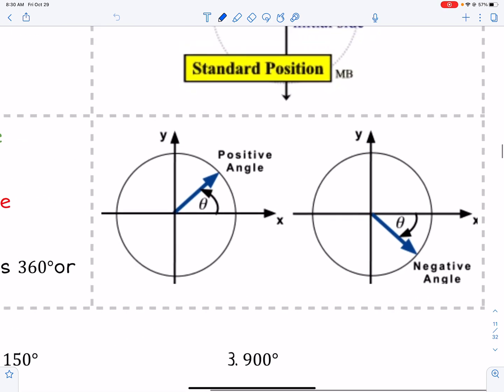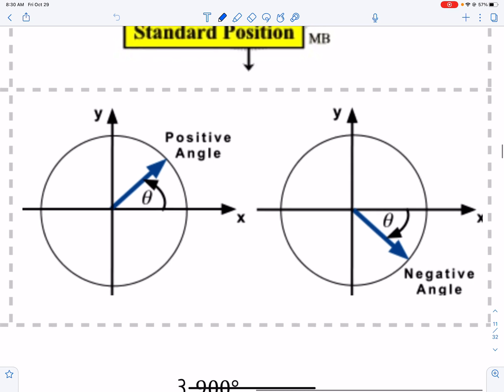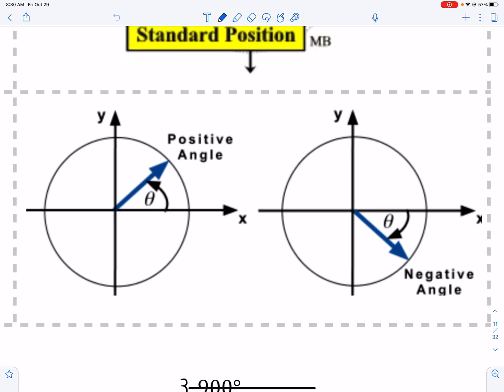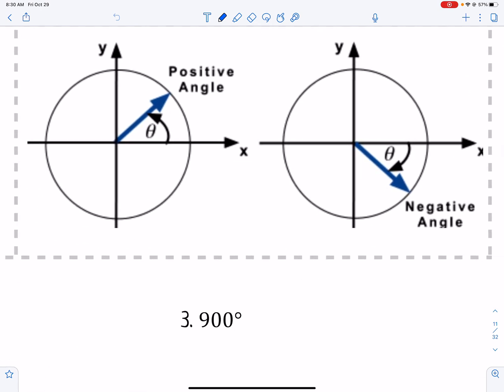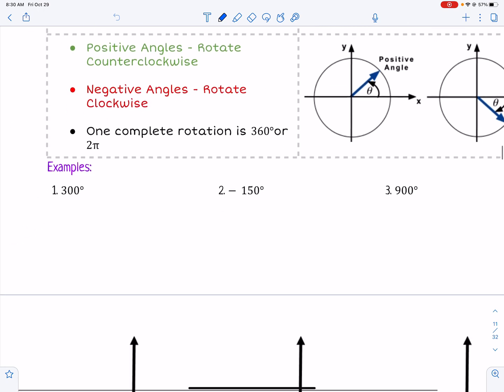Another good example of positive angles rotating counterclockwise: negative angles start at that standard position that we just saw and then rotate down and around, which is clockwise. So let's just try some examples here.